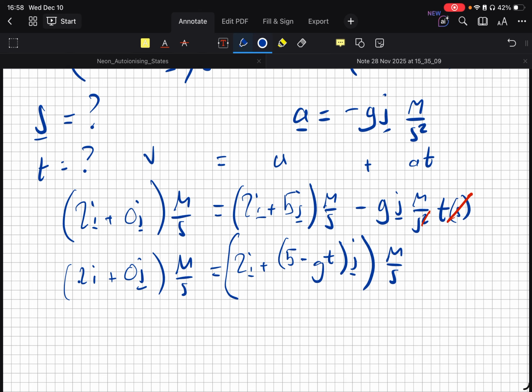But now we can look at the two components individually, and just equate the i part and the j part. Clearly 2i and 2i, everything's fine there, that all checks out. What we're looking for is how we've got 0 on the left-hand side and 5 minus gt on the right-hand side. So solving that to find the time, we have 5 minus gt equal to 0. This implies that the time is equal to 5 divided by g seconds. Okay, so that's our time. If you plug some numbers in, you'll get that this is about 0.51 seconds.